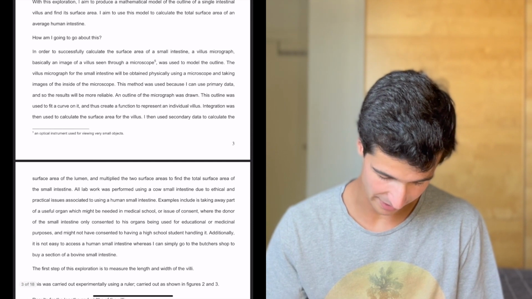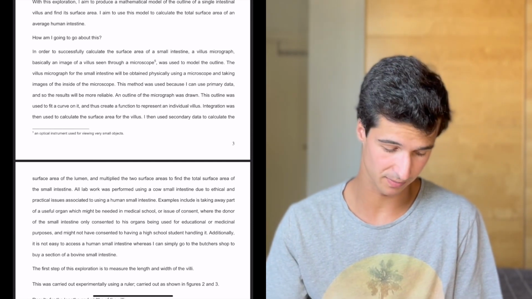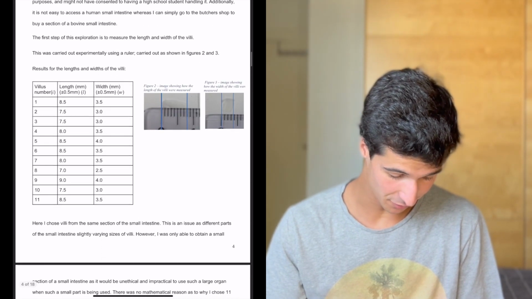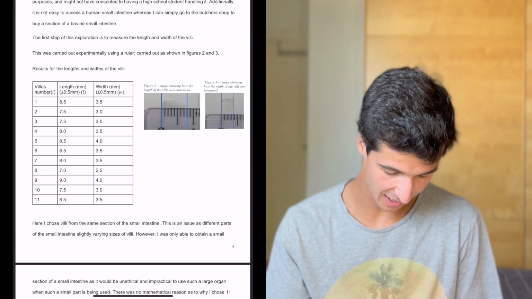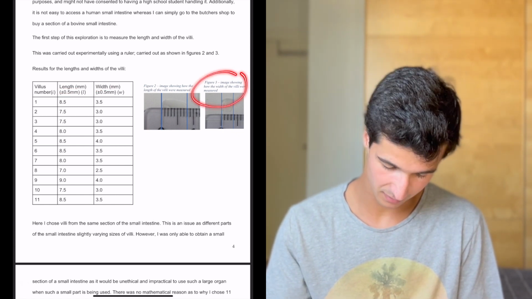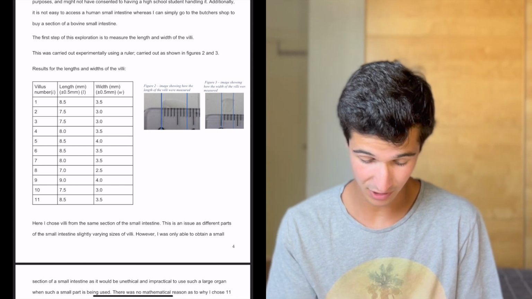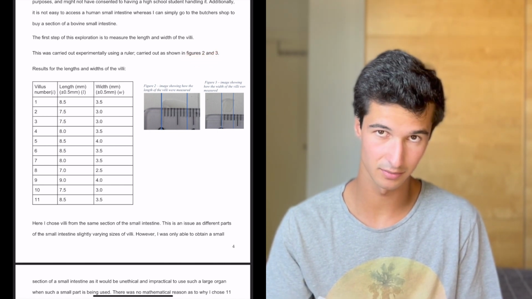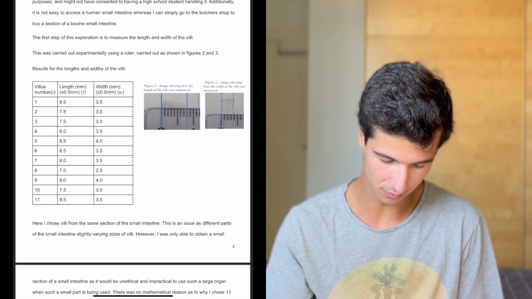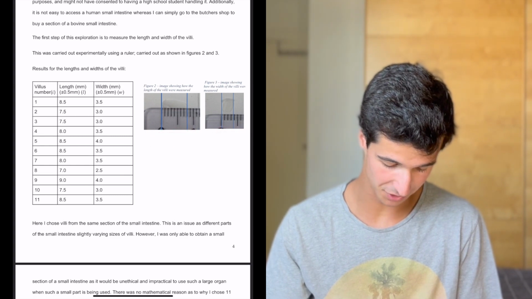Okay, this is just my methodology. You need a methodology, you need to explain how you do it. That's okay. I then show them how I do it. I took 11 villi, I measured their lengths, their widths, I had figures. This is important. Make sure you always show what you're doing as well as describing what you're doing. If you show like this, what you're actually doing is really cool.